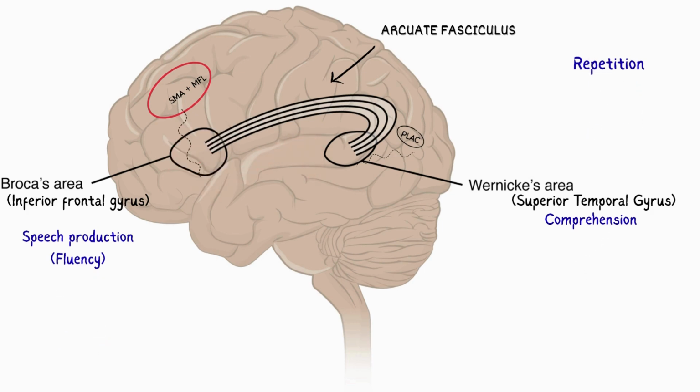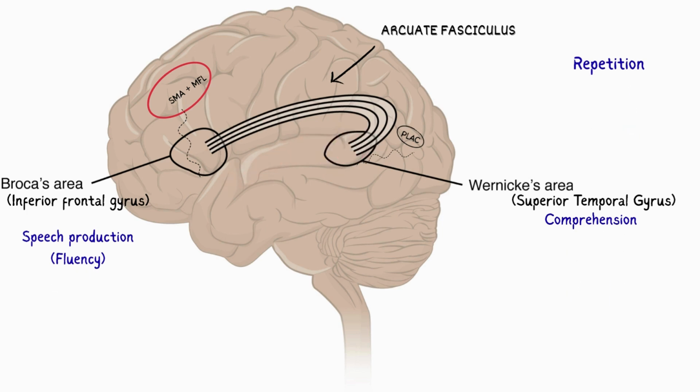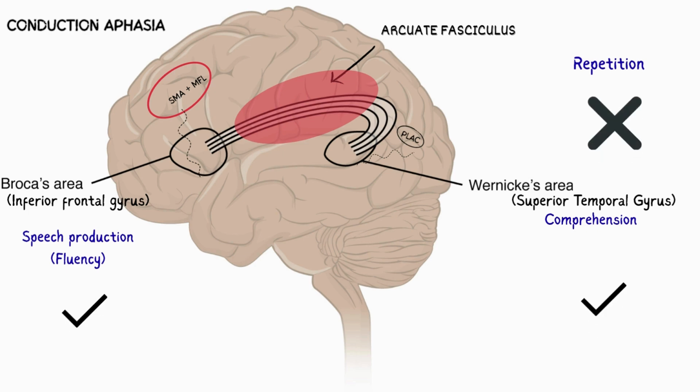In Wernicke's aphasia, the lesion is in Wernicke's area. Comprehension is hence impaired, fluency is normal, and repetition is impaired because the starting part of the Wernicke's-arcuate fasciculus-Broca's axis is damaged. The third type is conduction aphasia, which occurs due to a lesion in the arcuate fasciculus itself. It connects Wernicke's area to Broca's, and hence in this type of aphasia, fluency is normal, comprehension is normal, but repetition is impaired as the connection between understanding and speech production is broken.